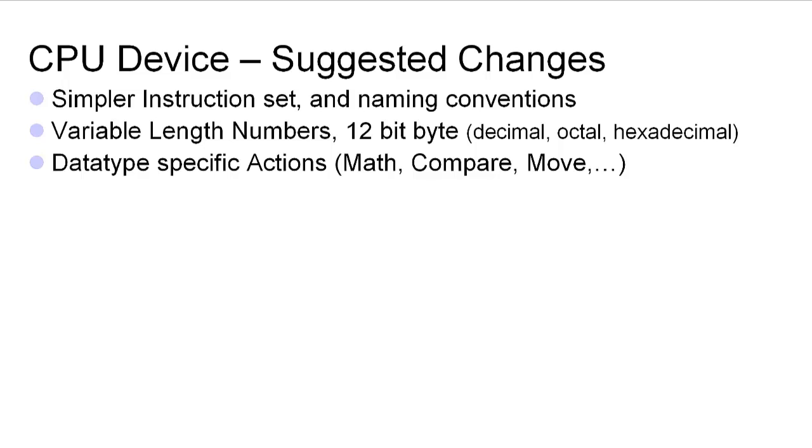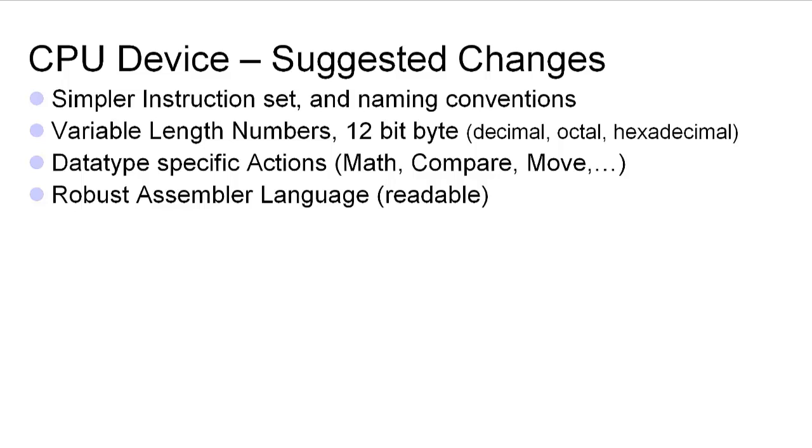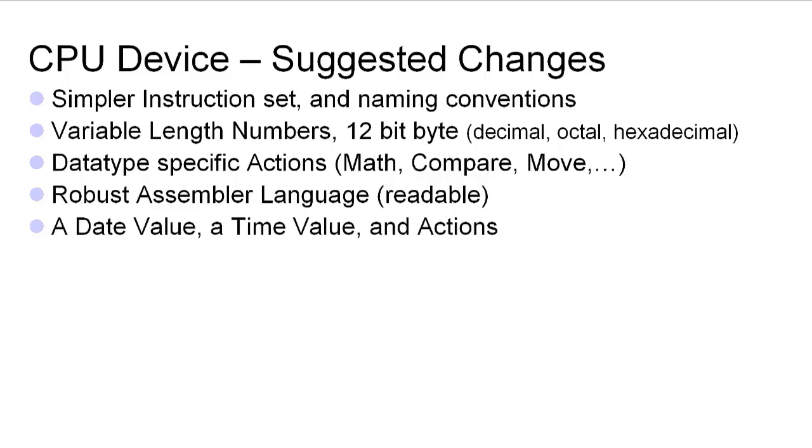And I'd like to have on our CPU data type specific actions. So if I'd like to know that I'm adding 2 numbers. And I'd like to see a robust assembler language. Right now it's still hardware instructions in our very, very cryptic language, when in actuality it's just very simple operations. We should make a simple assembler and very powerful that applies to all of our extensions. And I'd like a date value separated from a time value and have the actions for both.